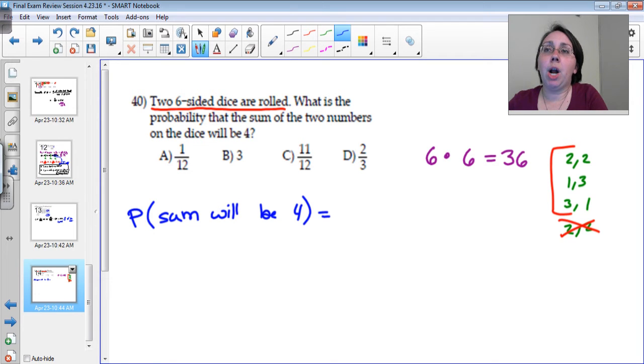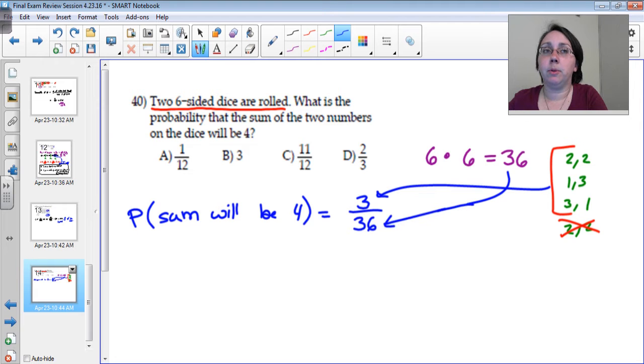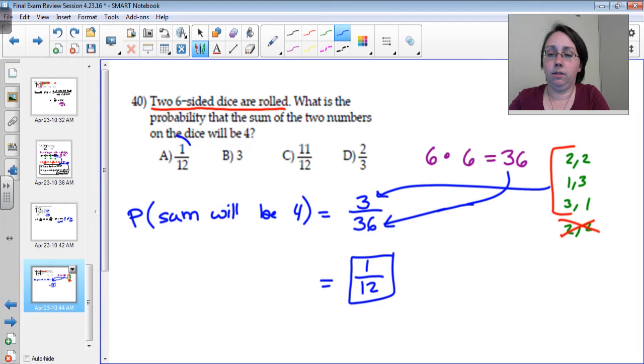So what's the probability of getting a sum of 4? 3 out of 36. The number of ways it can happen divided by the total number of possible outcomes. Is that the answer? Reduce, and there you go.